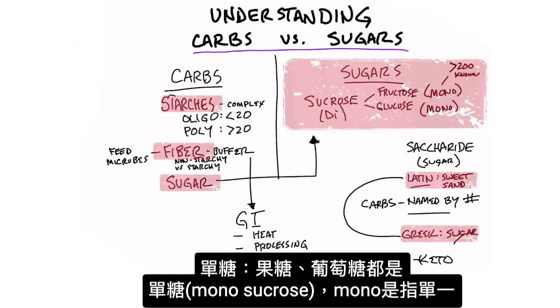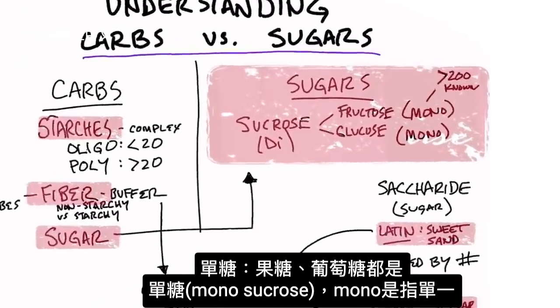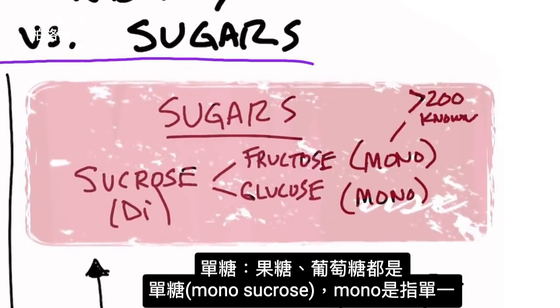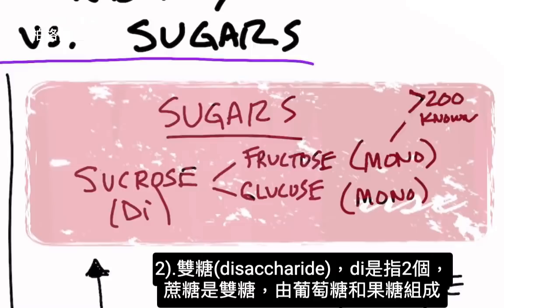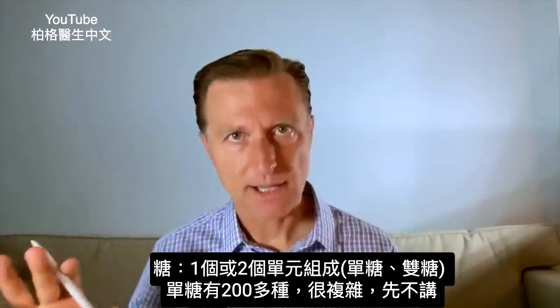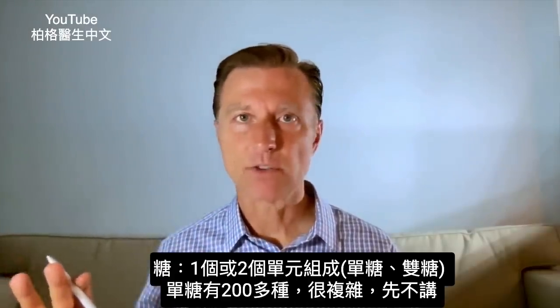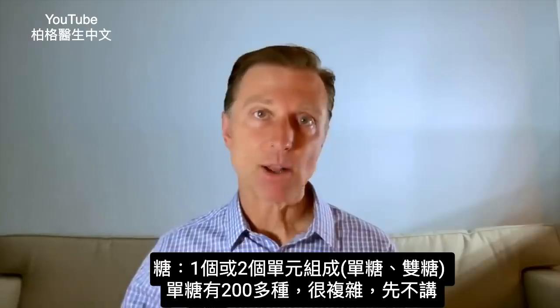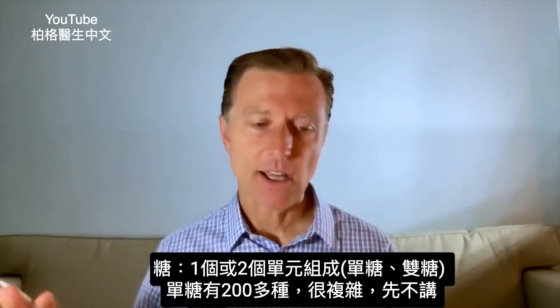So you can just have one simple sugar, okay? That would be like glucose or fructose. That's called a monosaccharide, mono meaning one. And then you have disaccharides, di meaning two. That would be like sucrose, because what makes up sucrose is fructose and glucose. So when you think about sugars, just think about a simple compound of 1 unit or 2 units connected. In actuality, it's a lot more complex, but I don't want to get into that. There are basically over 200 different monosaccharides, okay? So we're not going to go there.